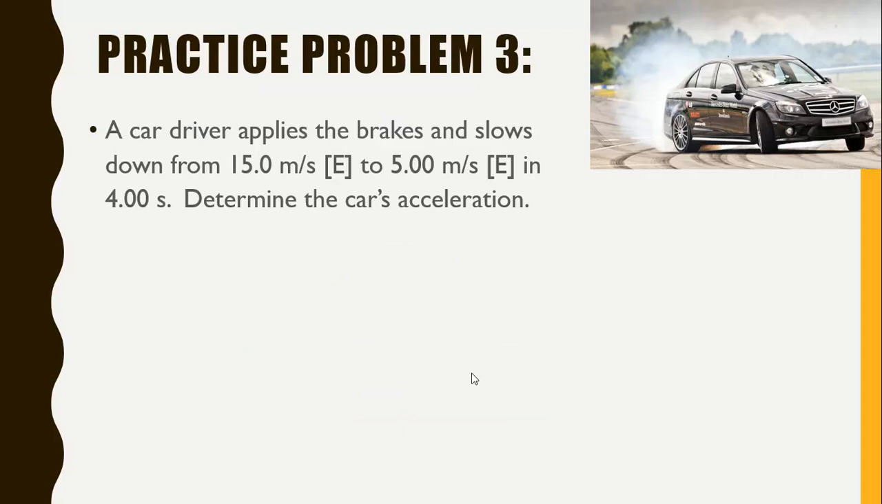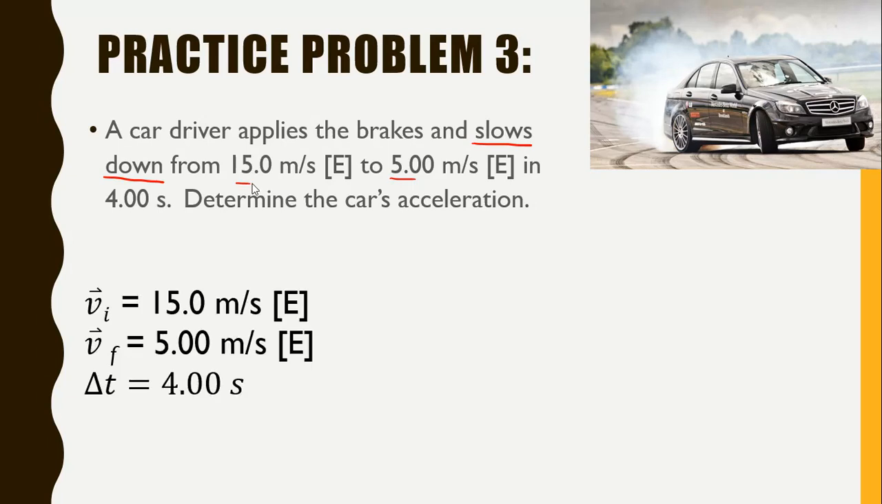Practice problem 3. A car driver applies the brakes and slows down from 15 meters per second east to 5 meters per second east. So it's slowing down, right? Right away, this kind of gives you a clue into what your answer is going to look like, since our final velocity is smaller than our initial velocity. Okay, so again, write down your variables. Trust yourself, okay? The car was initially going 15.0. The brakes were applied. Its final velocity was 5.00, which is slower.